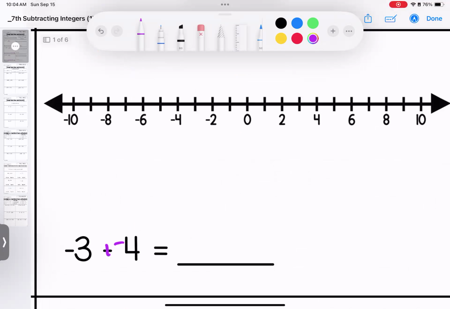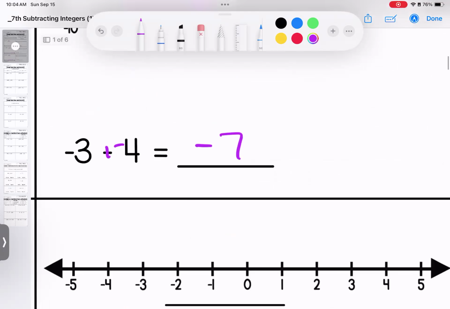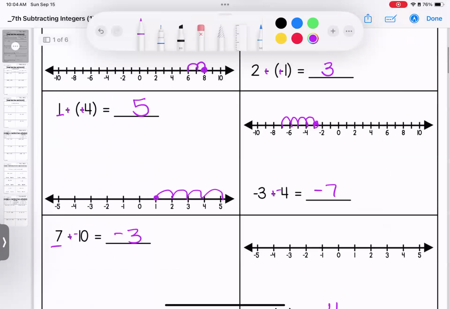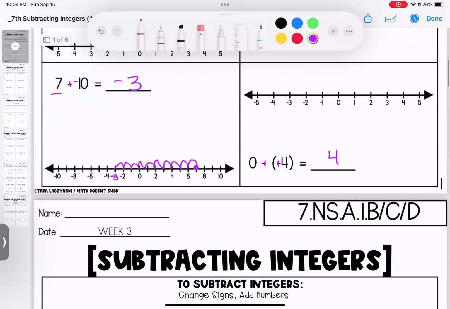Down here, I'm at negative 3, and I want to add negative 4. 1, 2, 3, 4. I'm at negative 7, growing in my negativity. I'm at 0, I go up 4, I end up at 4. If you have any questions on the first page, as always, please bring them with you to class. If not, we're going to head to the second page.